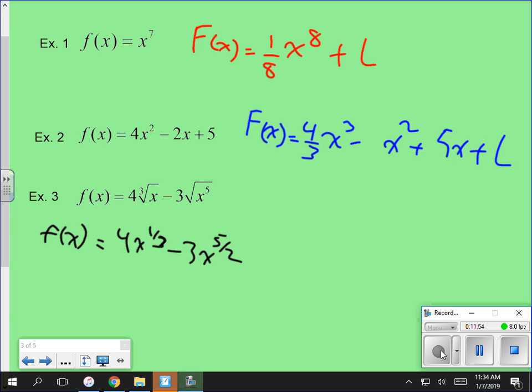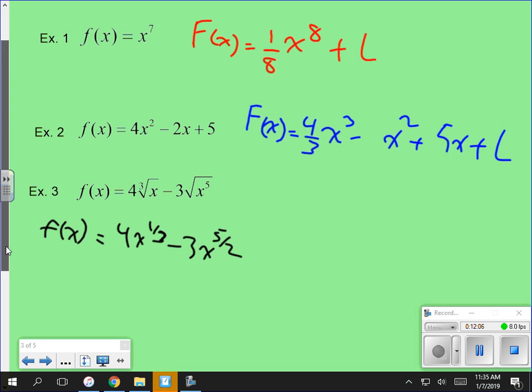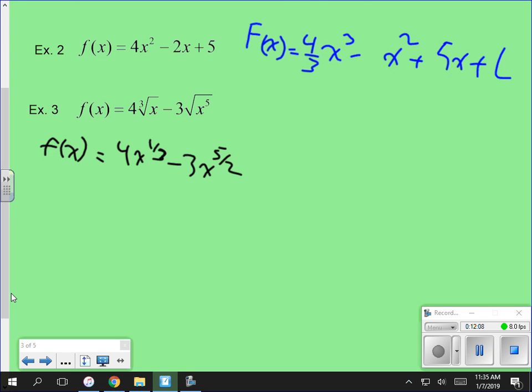If you can't take the derivative of something in that form, you can't take the antiderivative of something in that form. You must rewrite it to get rid of the radical, to exponential form. And then I take my antiderivative.